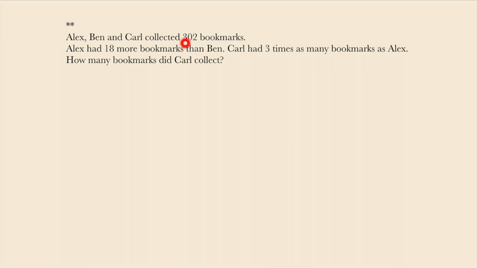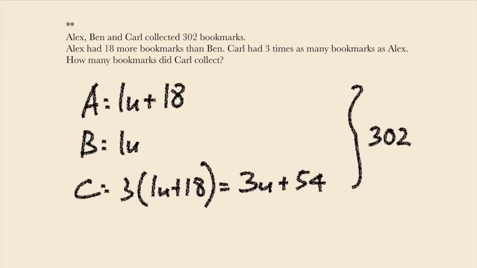Alex, Ben, and Carl collected 302 bookmarks in total. Alex had 18 more than Ben, so sounds like Alex will have 1 unit and 18, and Ben will have 1 unit. So this shows Alex having 18 more than Ben. Carl had 3 times as many as Alex, so whatever Alex had, multiply that by 3. Now what does that mean?